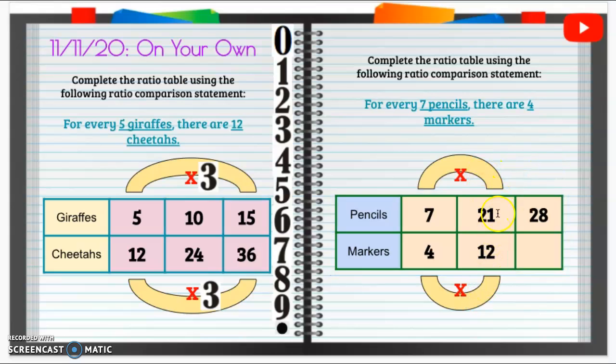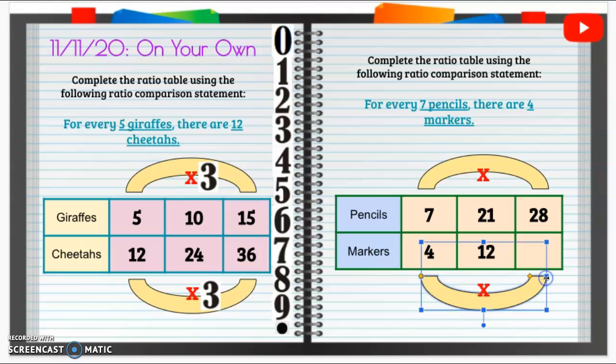Let's take a look at the second part. Make it a little bigger there. All right, so 7 to get to 28. I know 7 times 4 is 28, so I'm going to multiply by 4. What I do to the top, I must do to the bottom. So 4 times 4 is 16. That's it. That's all you have to do. Great job.